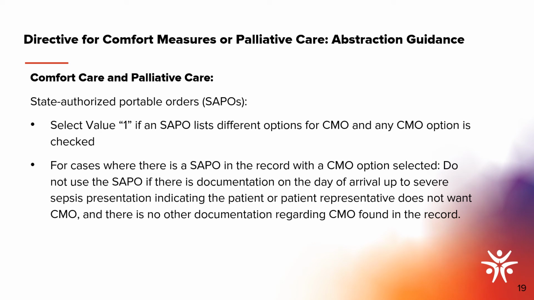State-authorized portable orders, or SAPOs, are the only pre-arrival documentation that can be used as CMO. Some examples that you may see in a medical record are a DNR comfort care form, a medical orders for life-sustaining treatment form, which is a MOLST, or physician orders for life-sustaining treatment, a POLST, or an out-of-hospital DNR, an OOH DNR.